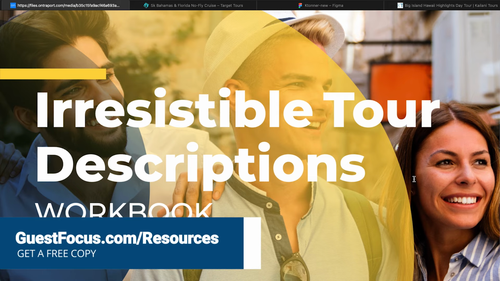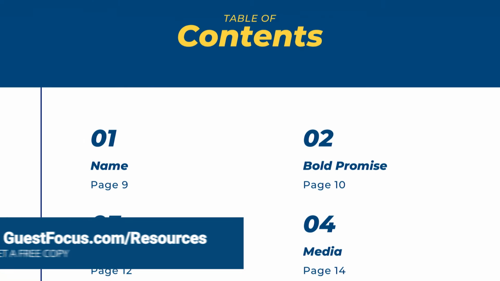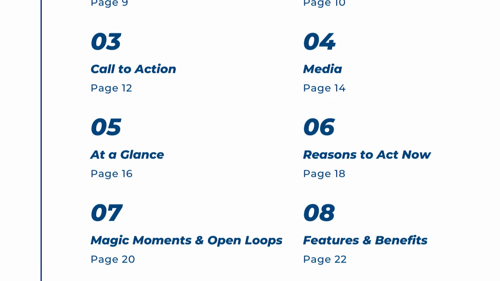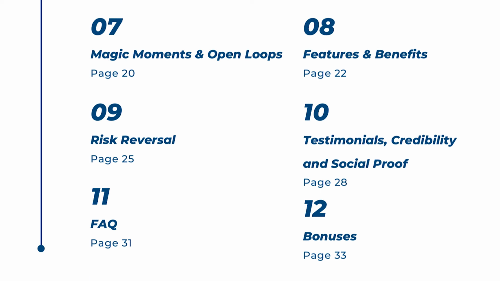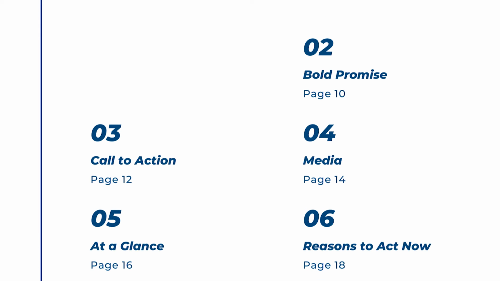guestfocus.com/resources. And if we scroll down, you're gonna see here all 12 of the elements of the Irresistible Tour Description Framework. We're gonna go through each of them, and I'm gonna show you where they appear on these optimized sales pages. Let's start here at the top with the name and bold promise.